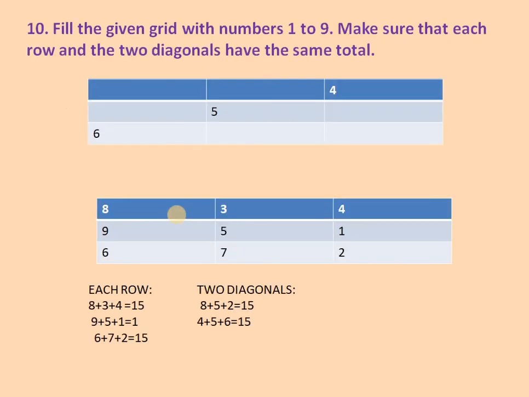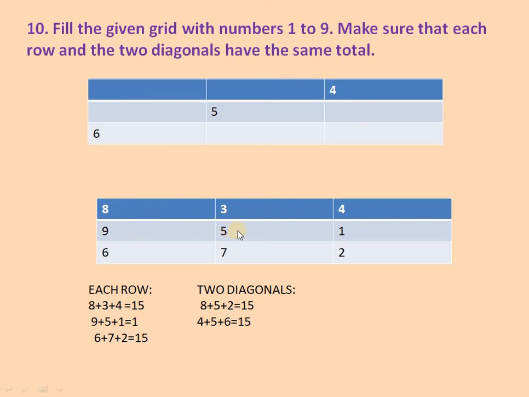Moving to the last question of this page, fill the given grid with numbers 1 to 9. Make sure that each row and the two diagonals have the same total. So each row, like this row, is going to get the same total, and diagonally it will get the same total. So we have to fill the numbers using 1 to 9. If we write the first row, 8 plus 3 plus 4, we will get the total 15.